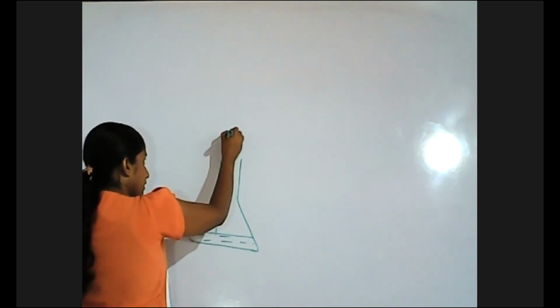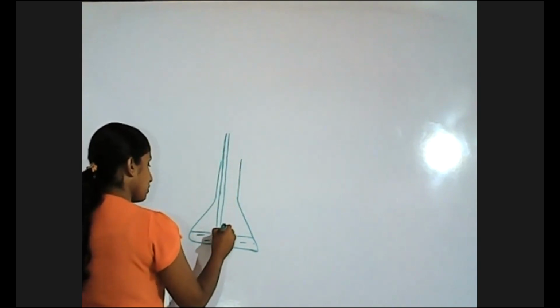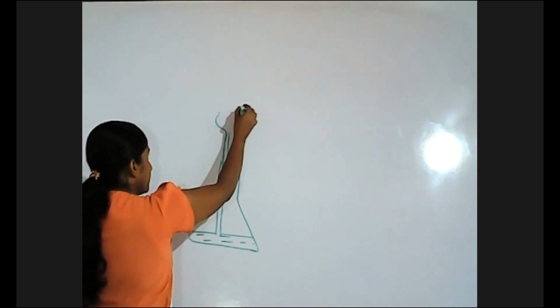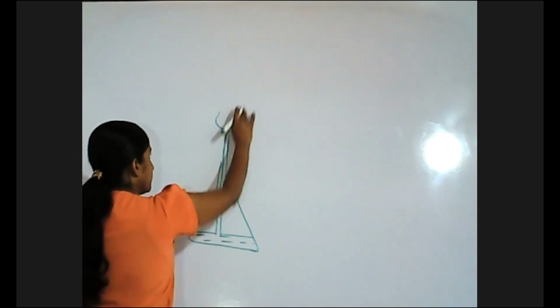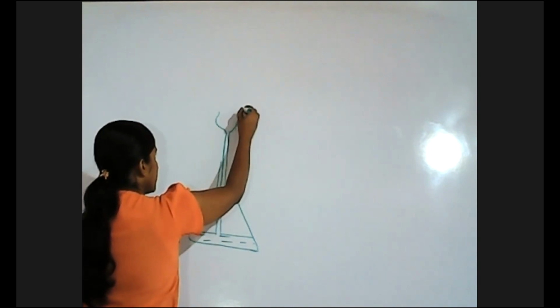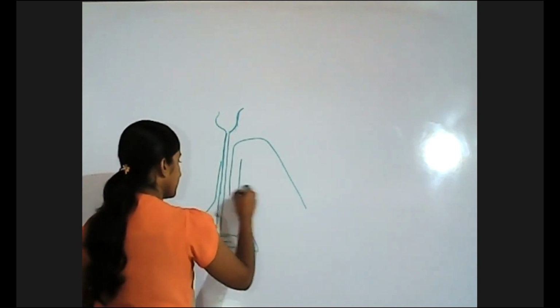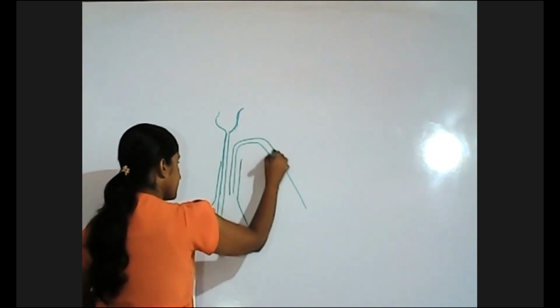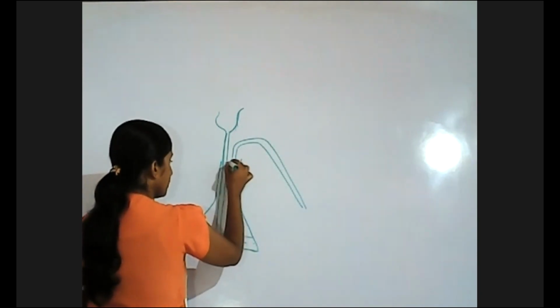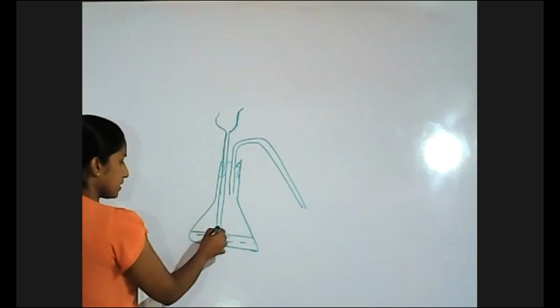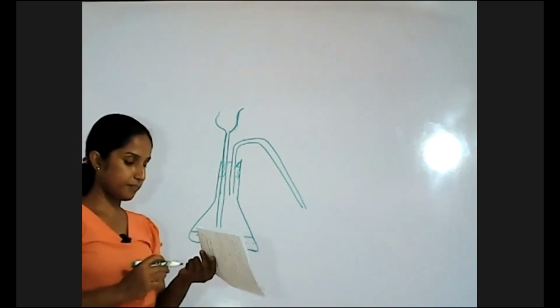In this way, we have to lower the thistle funnel. Lowering the thistle funnel, and the delivery tube is there, somewhat higher than this one. Only draw this part. It is okay. The thistle funnel, lowering the thistle funnel.